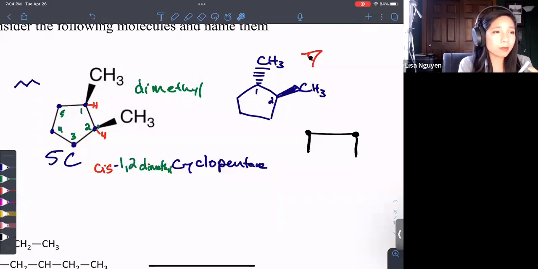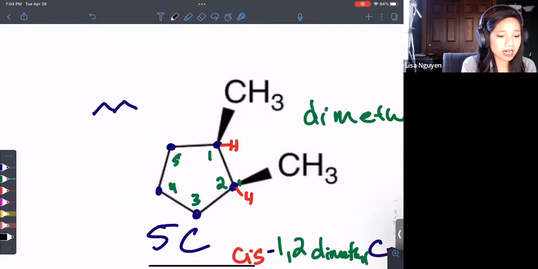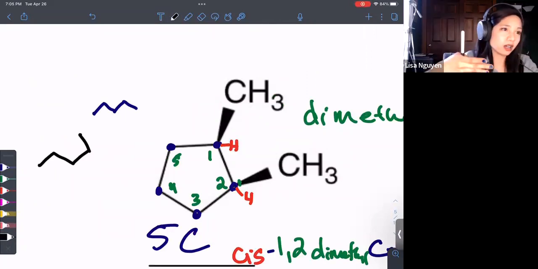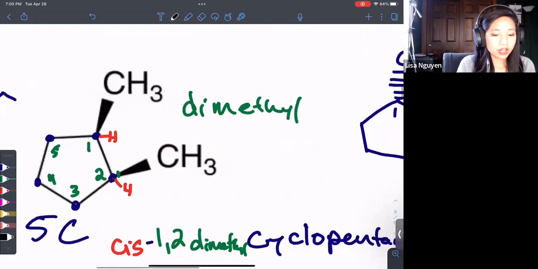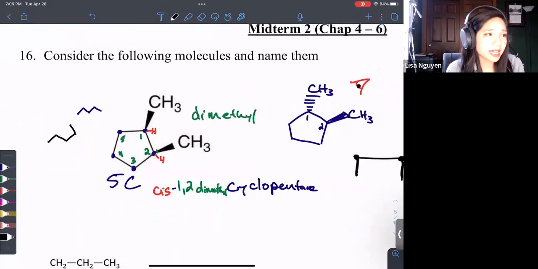Someone mentioned conformational isomer. Conformational isomers also have the same name. A conformational isomer would be like, this is pentane, but this is also pentane, I just twisted a bond. So these are actually stereoisomers because they have cis and trans. They're different within there.